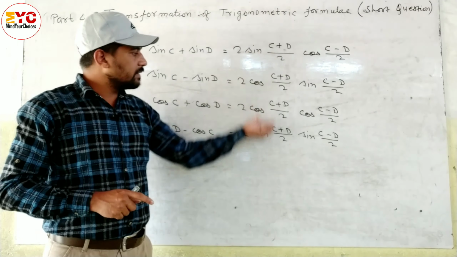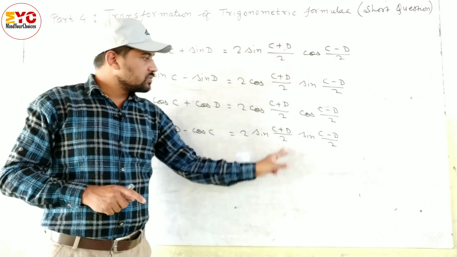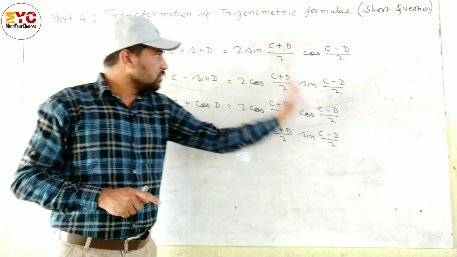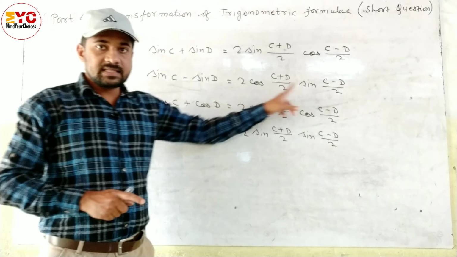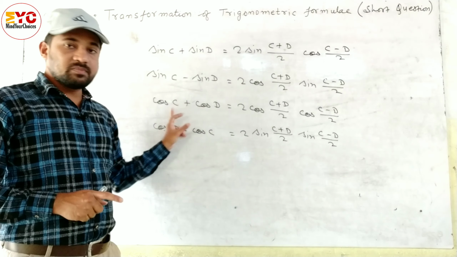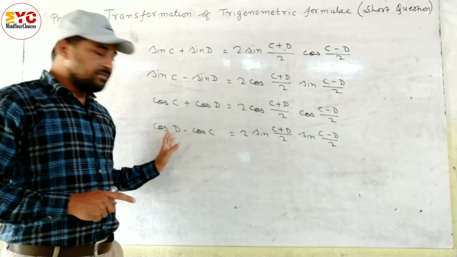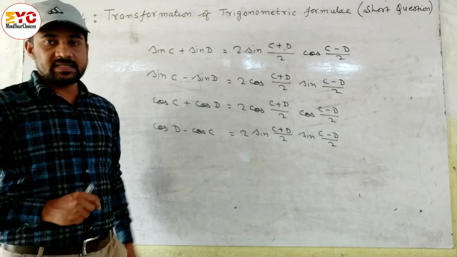So easy to learn here. No negative, just C plus D by 2, C plus D by 2, and here C minus D by 2. When positive, then sin first, cos second. When minus, then cos first, sin second. And when both are cos and positive, then cos cos. And when negative, then sin sin. Hope you understand this formula.